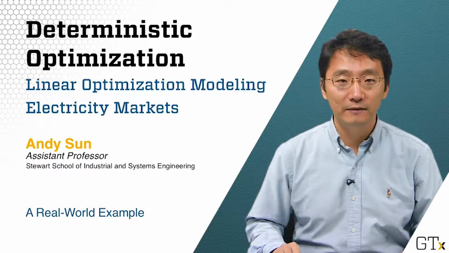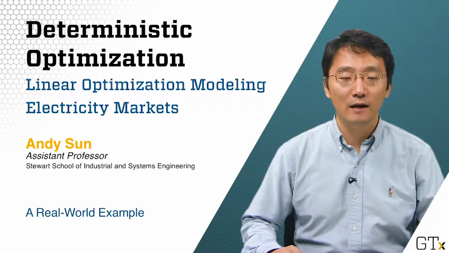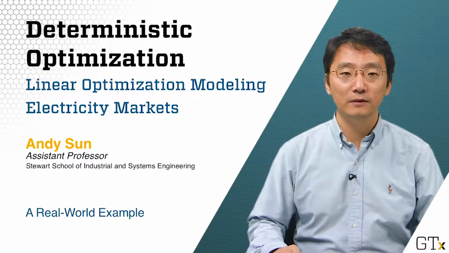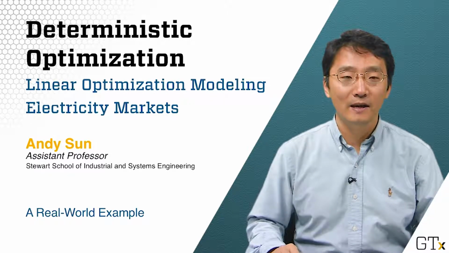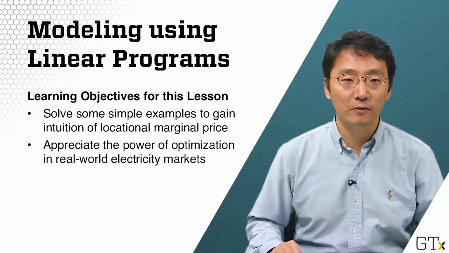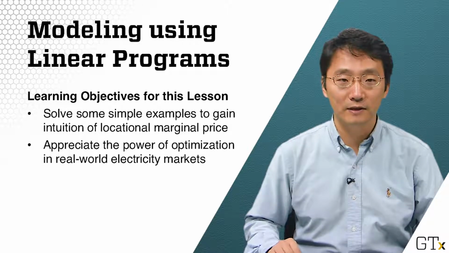So the learning objective for this lesson is to solve some simple examples of electricity market clearing problems to gain intuition of locational marginal price. Just to give you examples to appreciate the power of optimization in this important aspect of modern society.